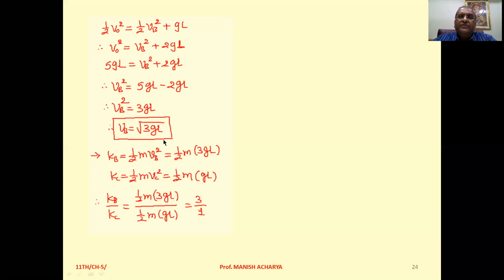Okay. So now the velocities at A, B and C are all calculated. Then the kinetic energy at B is half mvb square, where vb square is 3gL, substituted here. The kinetic energy at C is half mvc square, and we already derived vc square as gL, so half mgL. Now take the ratio of kinetic energy at B to kinetic energy at C. So half m into 3gL upon half m into gL. So the ratio comes to 3:1. Clear to all of you?